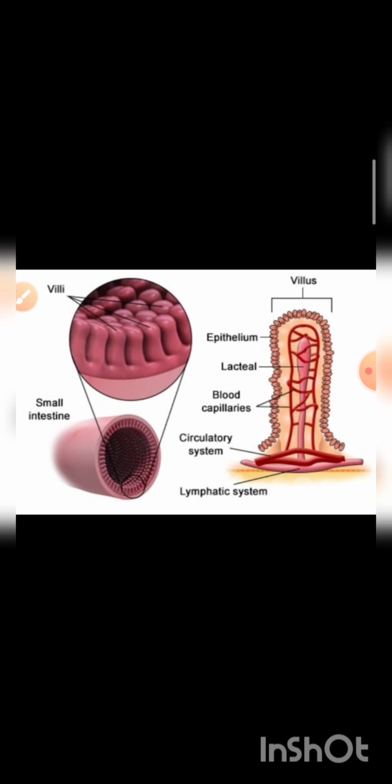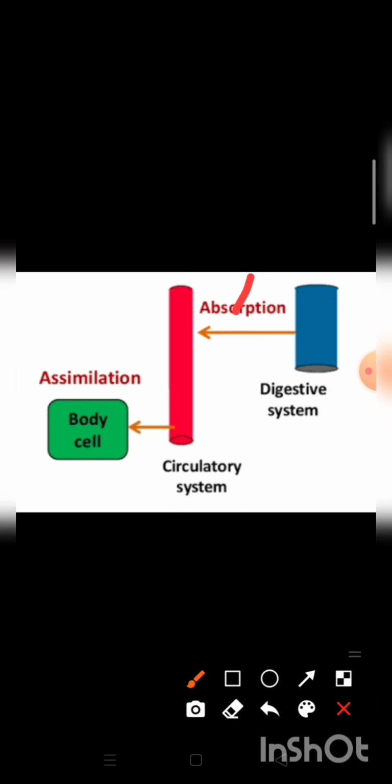Each villus has a network of thin and small blood vessels close to its surface. The digested food, which is now in simple form, can pass into the blood vessels, and this process is called absorption. So basically the function of villi is absorption of digested food. After absorption, the absorbed substances are transported via the blood vessels to different organs of the body, and at different organs, these substances are used to build complex substances as per the need of the body. This process is called assimilation. I hope this is clear to you.